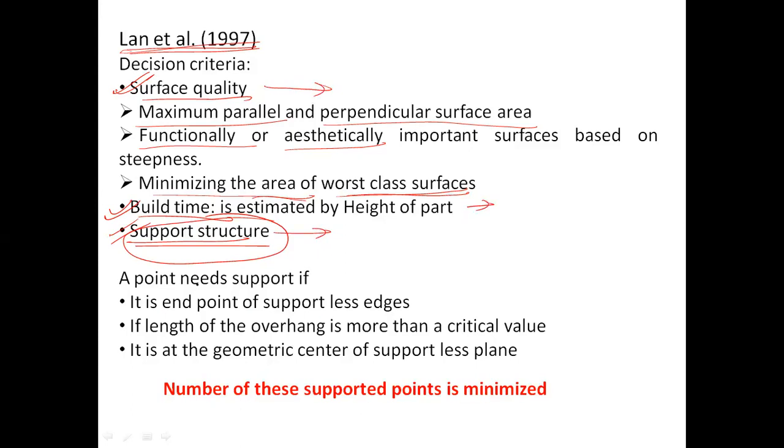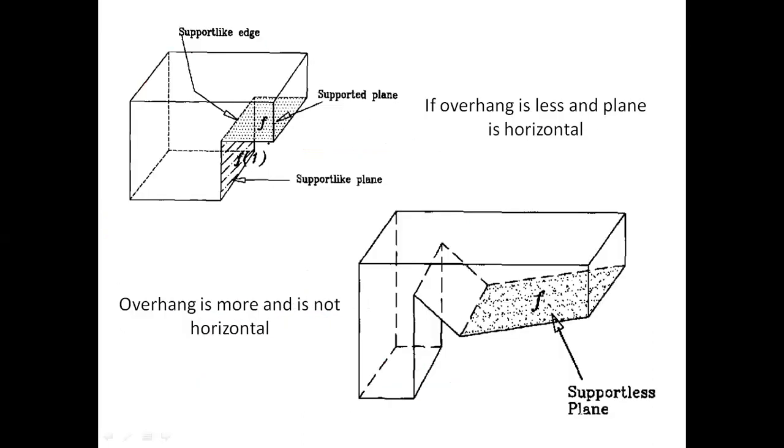First of all, he formulated that a point needs support if it is the endpoint of a supportless edge, if the length of overhang is more than the critical value, or if it is the geometric center of a supportless plane. Now, let me give you an example. We have an inverted L plane.